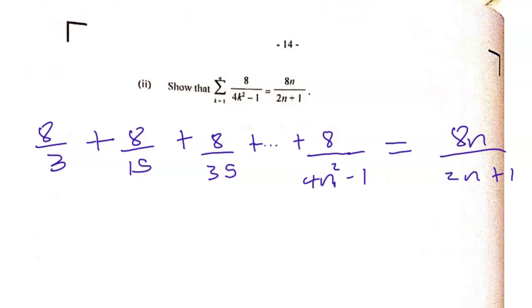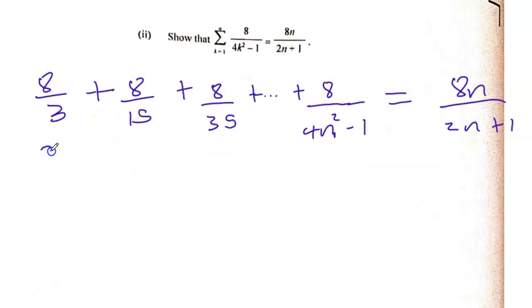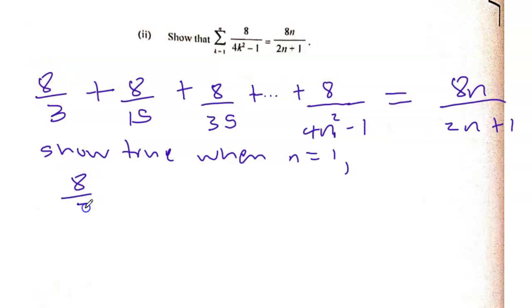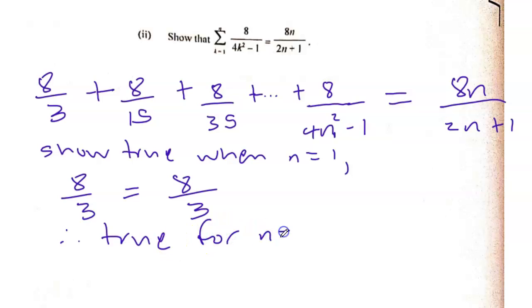Let's use proof by induction now to perform this proof. So proof by induction, 3 basic steps. So we're going to show true when n equal to 1. Now n equal to 1, notice the first term is 8 thirds. And the summation of the first term, replace n with 1. So 8 times 1, that's 8, over 2 times 1, 2 plus 1, 3. Alright, so the summation for the first term is 8 over 3, same as the first term. So therefore, true for n equal to 1.